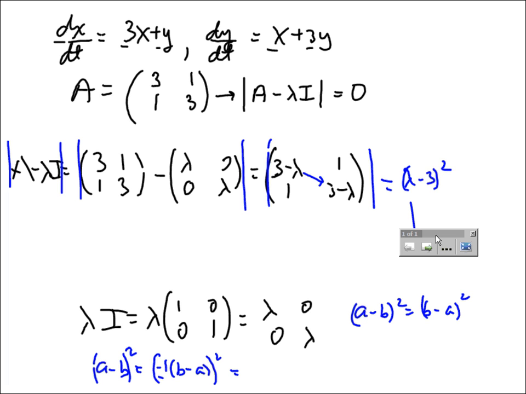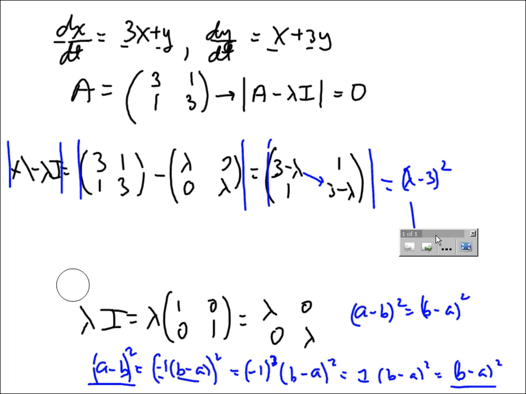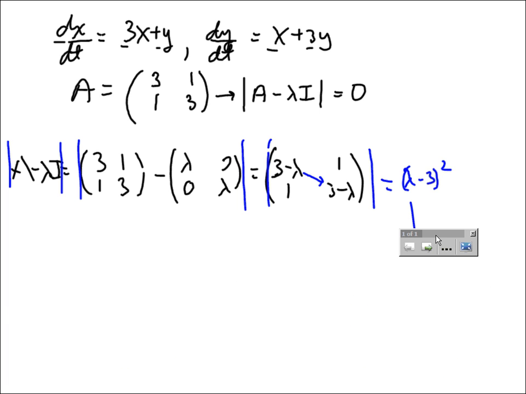When you have a product being squared or cubed or whatever, you can raise each factor to the power first, so you can square each factor and then multiply the results. So we get 1 times b minus a squared, which is b minus a squared. So this really does equal that. And why did I bother writing lambda minus 3 squared? So when I FOIL it out, it's a bit friendlier.